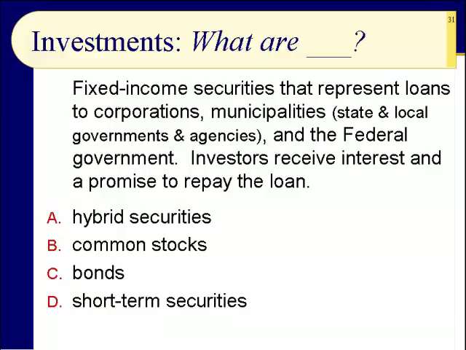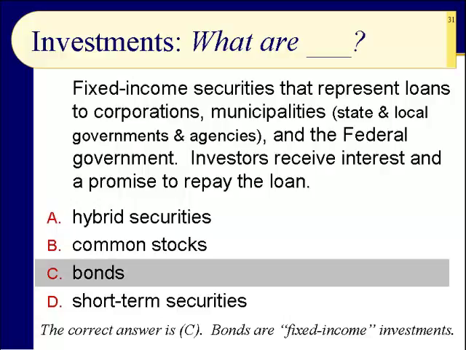Slide number 31. What are fixed income securities that represent loans, debt, to corporations or municipalities, state and local governments and agencies, the federal government? Investors receive interest and a promise to repay the loan, and that interest and that promise is mandatory. Are they hybrid securities, common stocks, bonds, or short-term investments? Right, these are bonds. Bonds are fixed. You know how much interest you're going to get. You know you're going to get your principal back, unless the company goes belly up, which happens, but it's very rare.